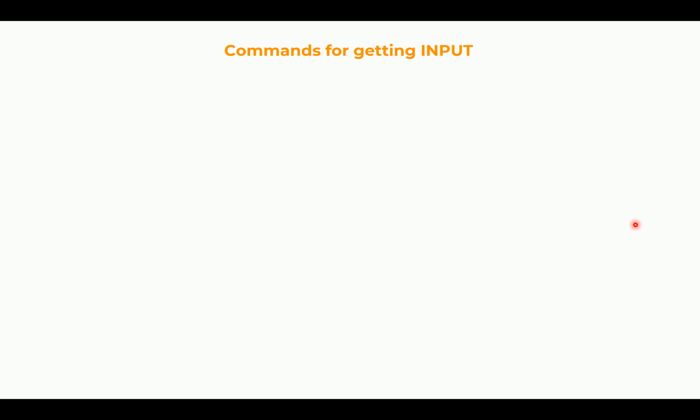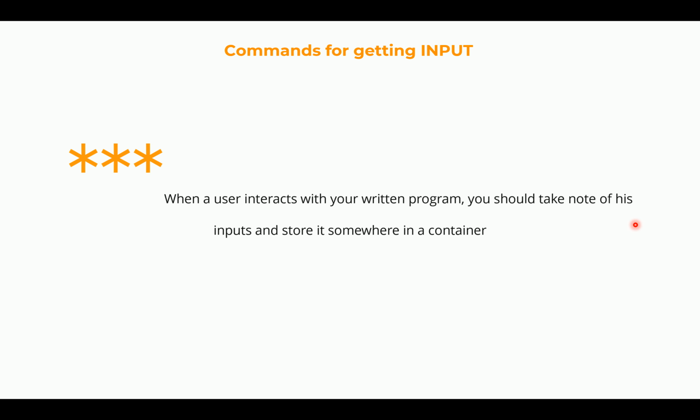Now, during the execution of a program, the computer expects the user to interact with the program with his input. As I said earlier, in the previous video we talked about variables, and with variables, when the input of a user is gotten, it is stored inside a container, and that container is what we refer to as a variable.